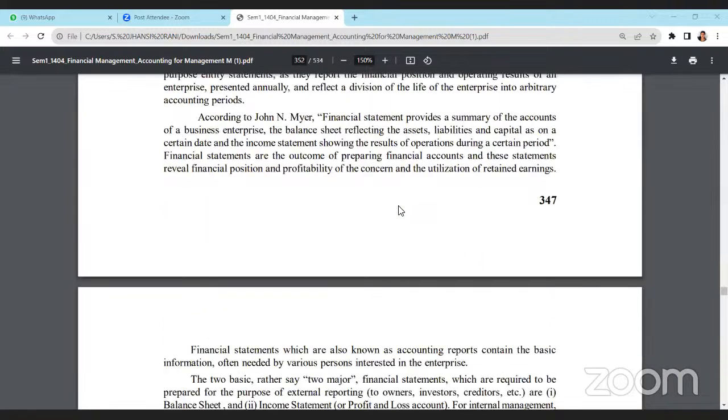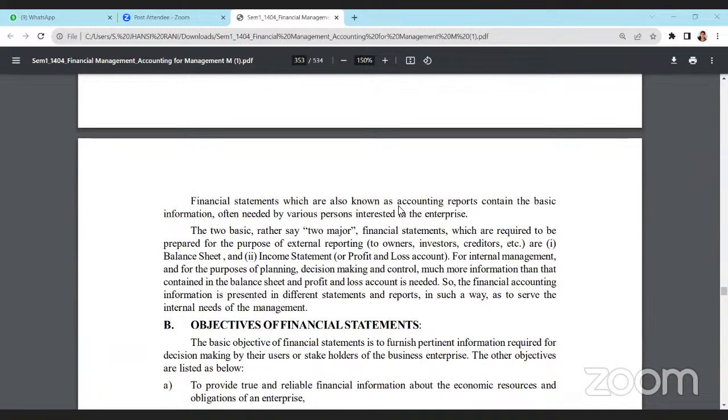So financial statements are given different meanings and definitions to us. You can just look at the two basic, or rather two major, financial statements which are required to be prepared for the purpose of external reporting. To whom? Owners, investors, and creditors. These are the people who should know what is actually happening in the organization. What do they require? Balance sheet and income statement.